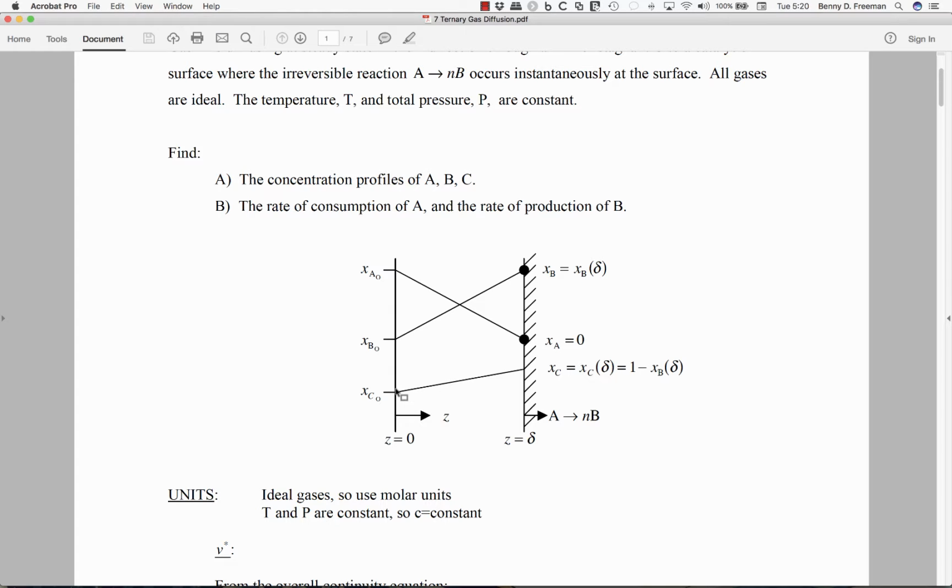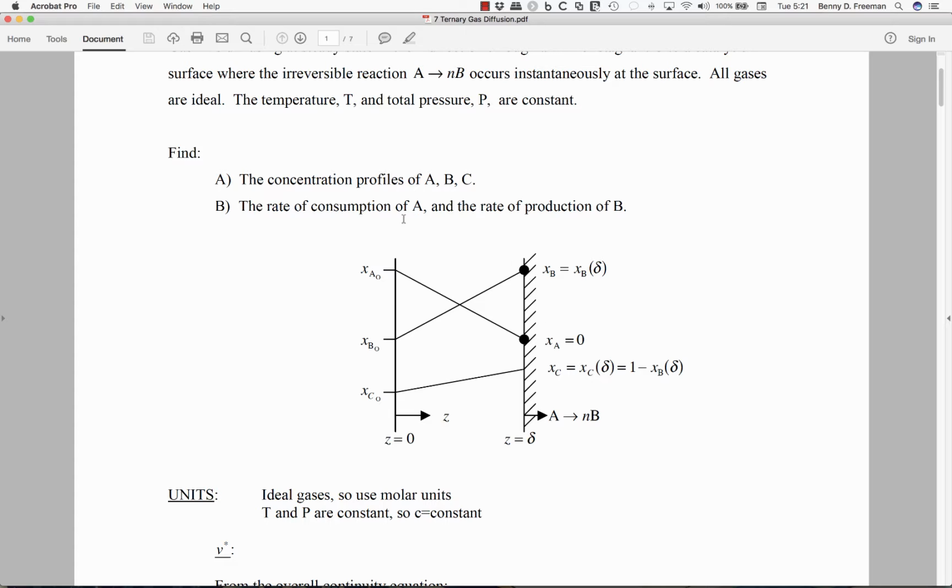And again, component C is an inert that does not participate in the chemical reaction, and its composition, as you go from the edge of the boundary layer to the catalytic surface, may either rise or fall depending upon the reaction stoichiometry, and depending on the diffusion coefficients of the components. We're going to see that as the solution gets developed.